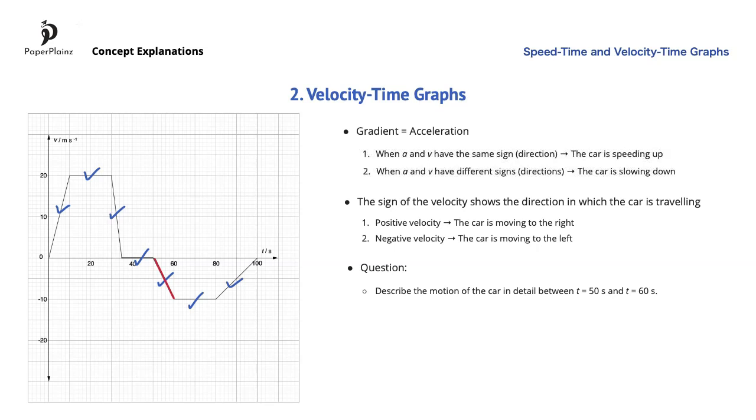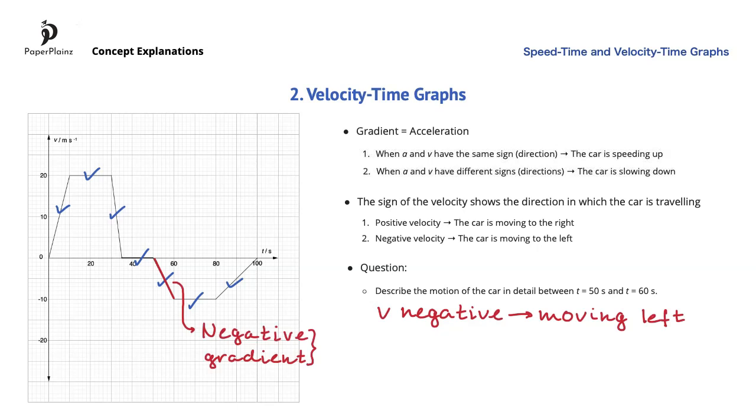Since the velocity here is negative, the car is moving to the left. Looking at the graph, we can see that the gradient is negative. This means that the acceleration is also negative. Since v and a have the same sign, both of them are negative, the car is speeding up.